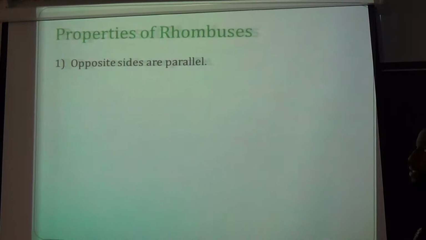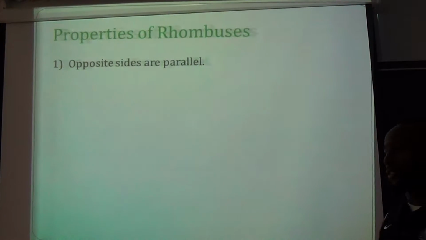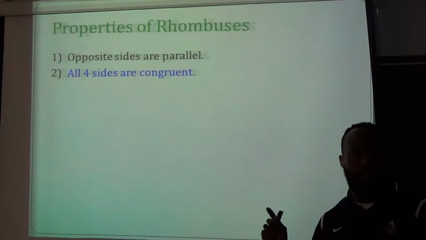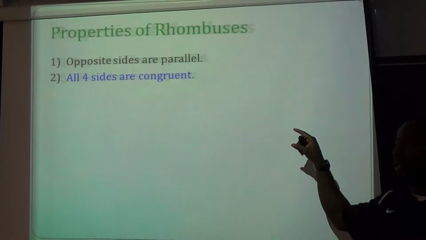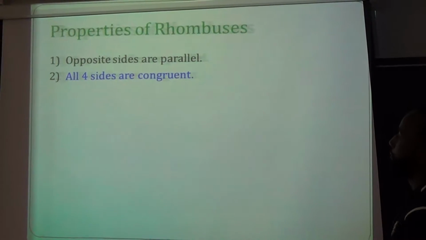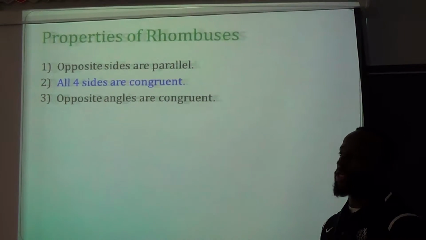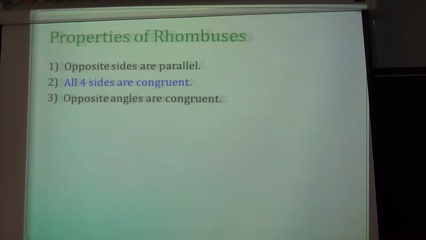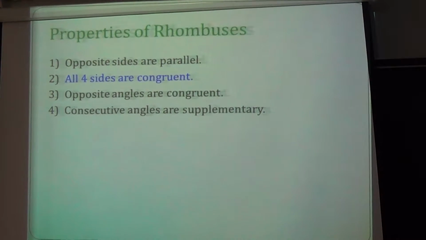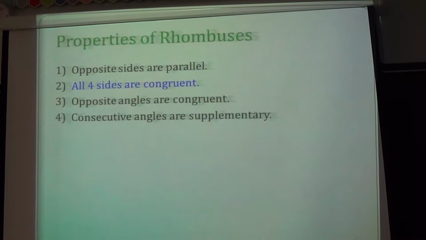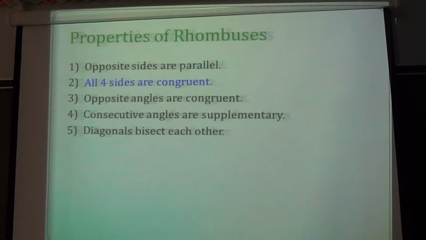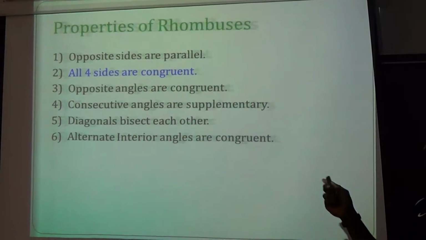The first one is the opposite sides are parallel. We know that, right? That's what we dealt with in parallelograms. Number two, all four sides are congruent. We just saw that. So make sure that you put a star next to all four sides being congruent. Then, for number three, the opposite angles are congruent. Number four, consecutive angles are supplementary. Number five, the diagonals bisect each other. Number six, the alternate interior angles are congruent.